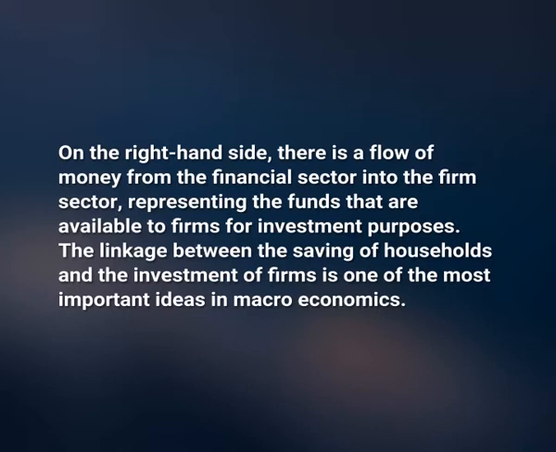The linkage between the saving of households and the investment of firms is one of the most important ideas in macroeconomics. The financial sector is also linked to the government sector and the foreign sector. These flows can go in either direction. If the government runs a deficit, it does so by borrowing from the financial markets. There is a flow from the financial sector to the government sector. If the government were to run a surplus, the flow would go in the other direction. The government would provide an additional source of saving.